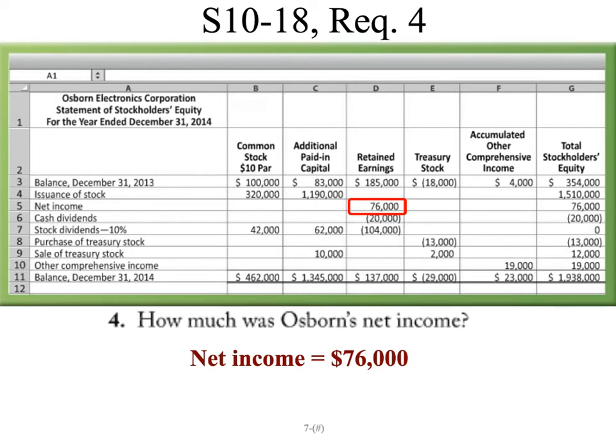Requirement 4 asked us how much was Osborne's net income. We go back up to row 5 where it says net income. We go over into retained earnings and we see $76,000. We know it's net income and not net loss because it doesn't have brackets around it.